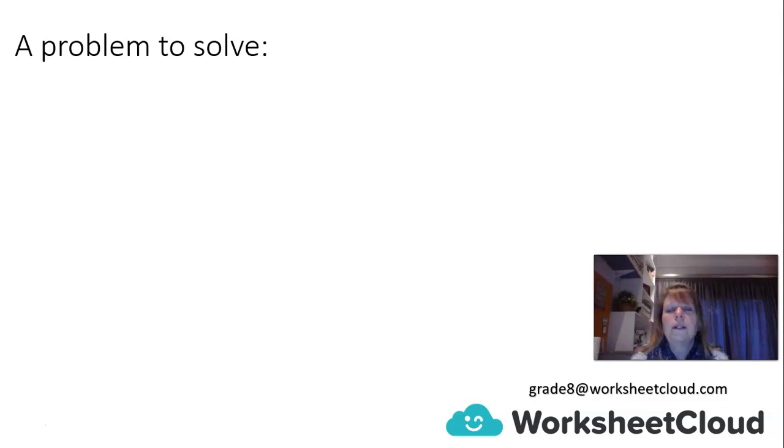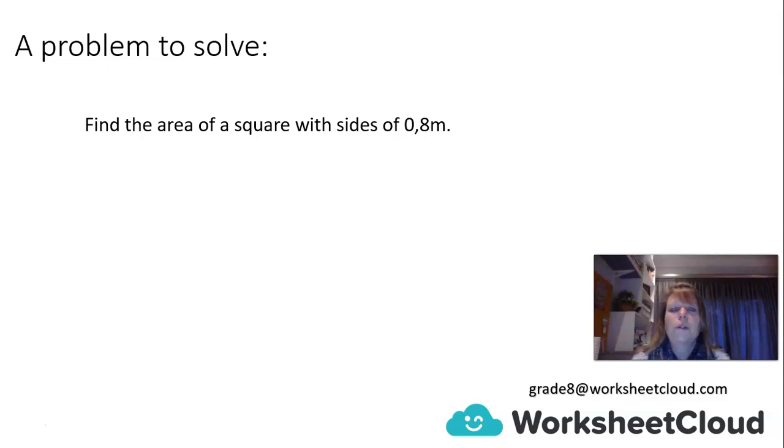Right, let's look at a problem that we can solve. Okay, we need to find the area of a square with the sides of 0,8 meters. Now we know to find the area of a square, we're going to go side times side. So our side is 0,8. So it means it's 0,8 times 0,8.